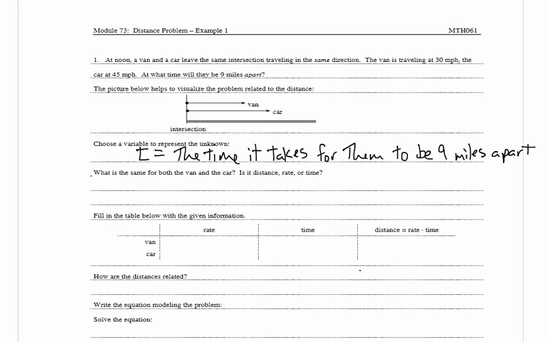And then the next question they ask is, what is the same for both the van and the car? The thing that is the same is that they both leave at noon. And then it also asks, is it distance, rate, or time? They both leave at the same time at noon, so the time is the same.